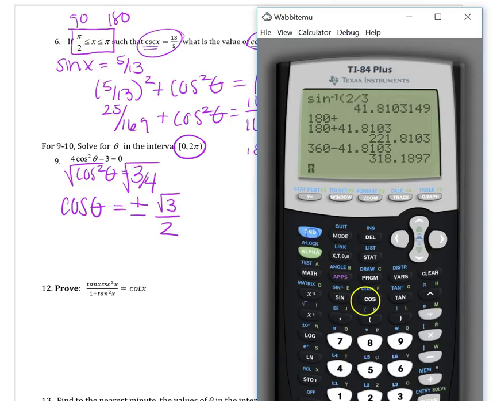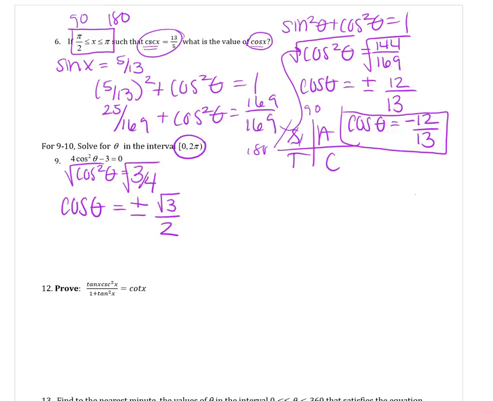So I could do inverse cos of radical 3 divided by 2 and get 30. Or just know cosine of what angle gives you radical 3 over 2? 30. Okay, now positive or negative, because we took the square root of a square, so we have 2 solutions here. Therefore, we have an angle in every single quadrant.